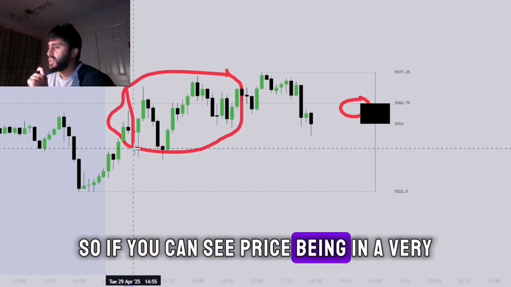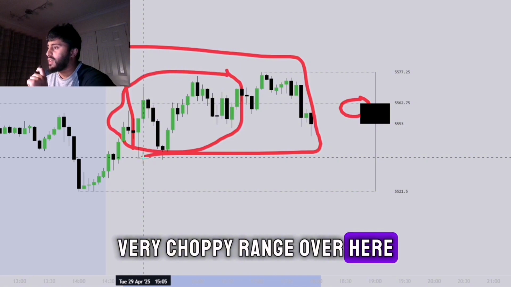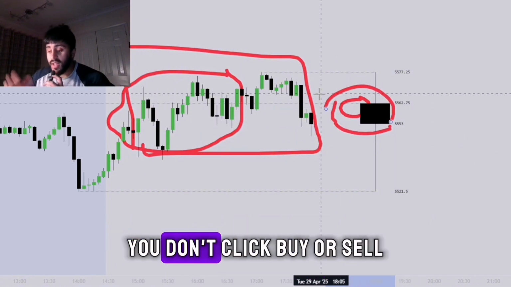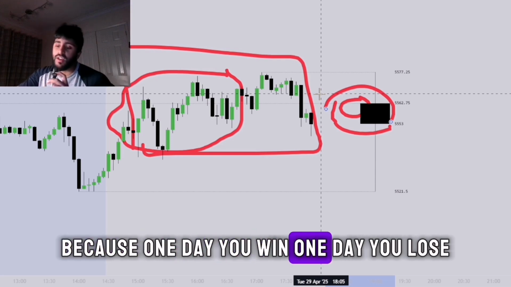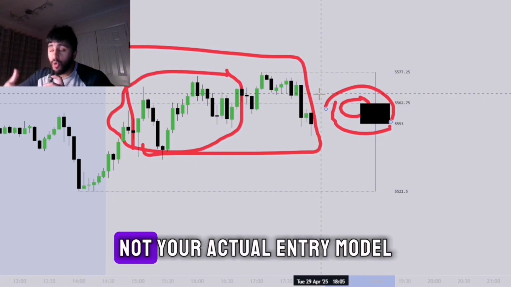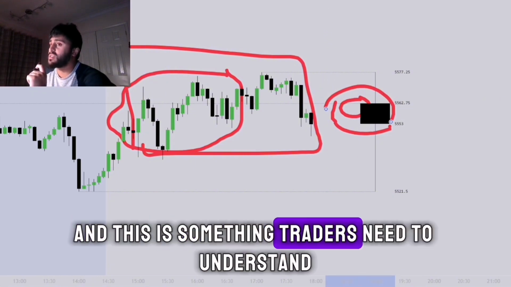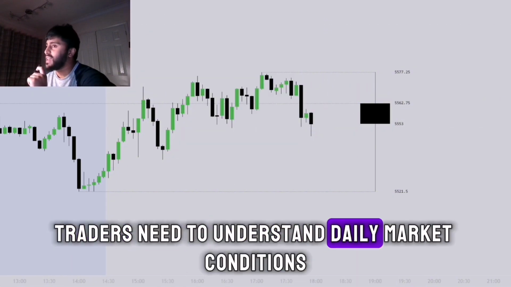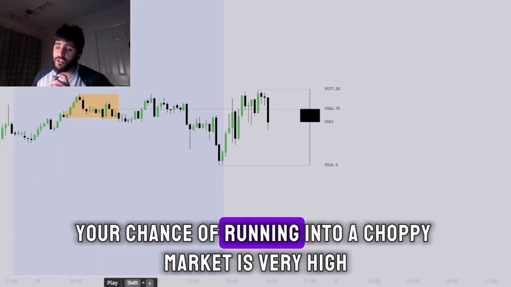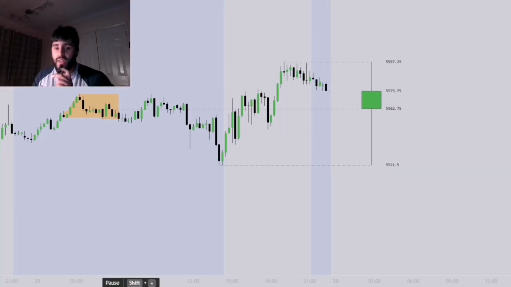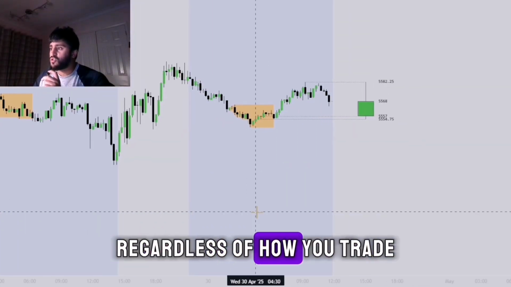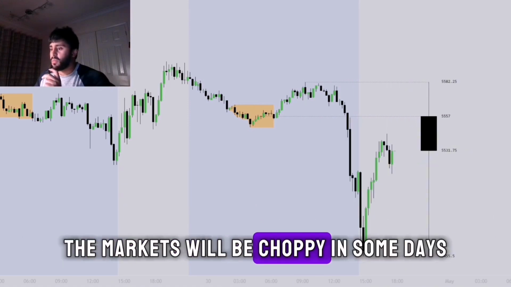So if you can see price being in a very, very choppy range over here, if you're near the New York midnight opening price, guess what you do? You don't actually trade. You don't click buy or sell, because one day you win, one day you lose. So if your psychology is off, it's often where you are trading from, not your actual entry model. And this is something traders need to understand. Traders need to understand daily market conditions. And if you are near the daily opening price, your chance of running into a choppy market is very high. And trading a choppy market is very difficult regardless of how you trade, right? Regardless of how you trade, the markets will be choppy on some days.